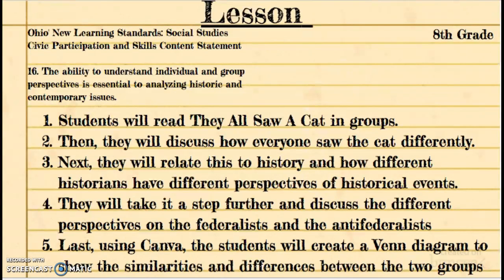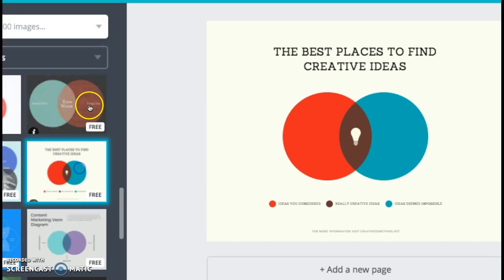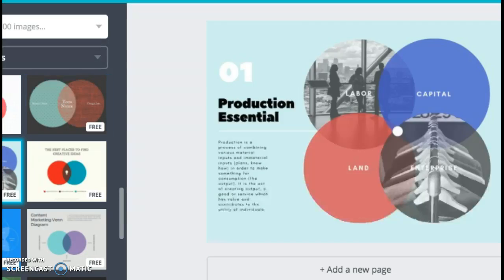Last, they will use Canva to create a Venn diagram to show the similarities and differences between the two groups, the Anti-Federalists and the Federalists. I did not create a Venn diagram for this specific lesson, but I did want to show that it's very easy to make not only infographics on Canva, but Venn diagrams as well. They can choose from a whole multitude of templates to create their infographic, and they can be as creative as they want. The more creative, the better.